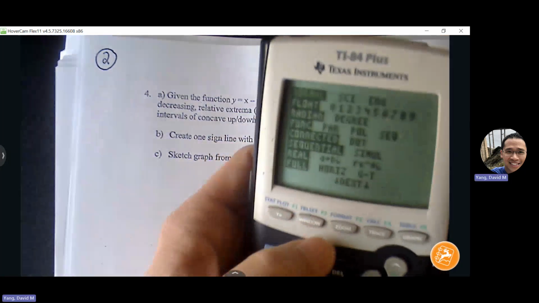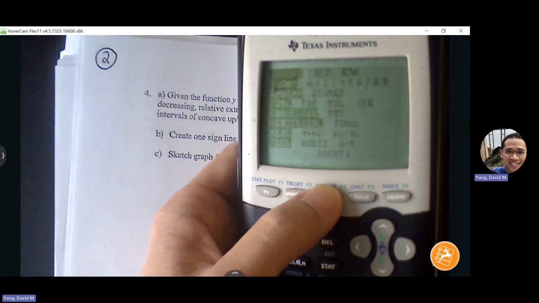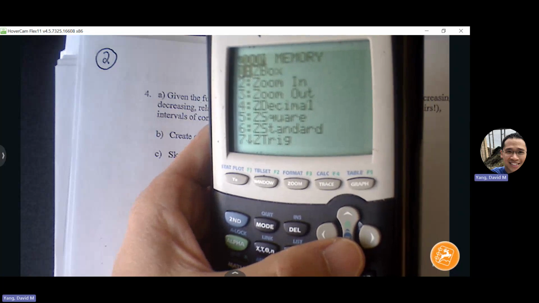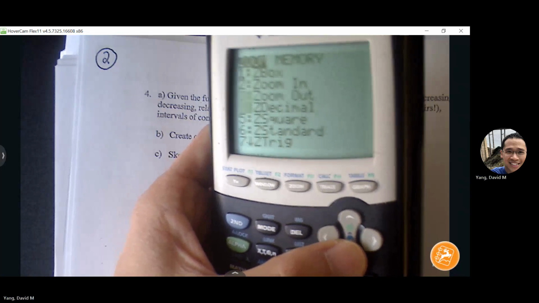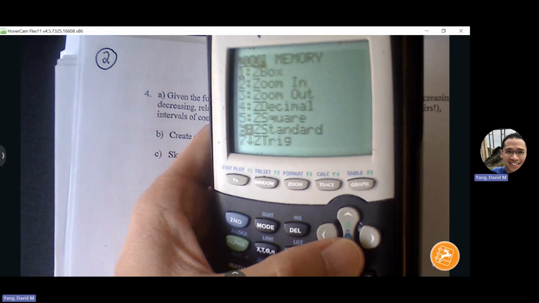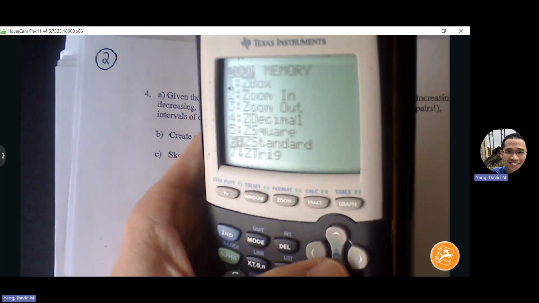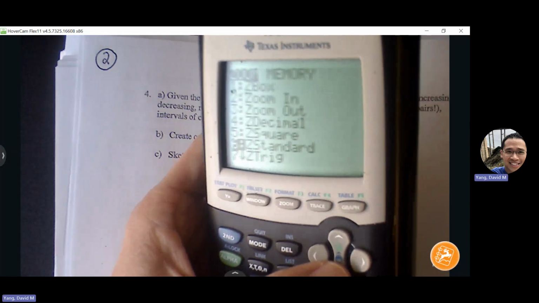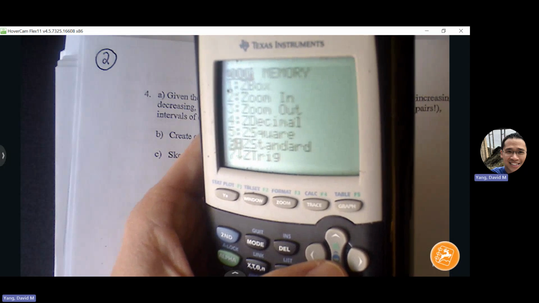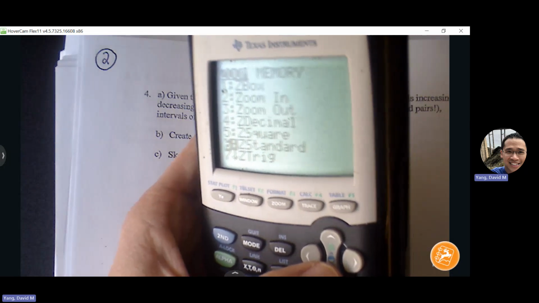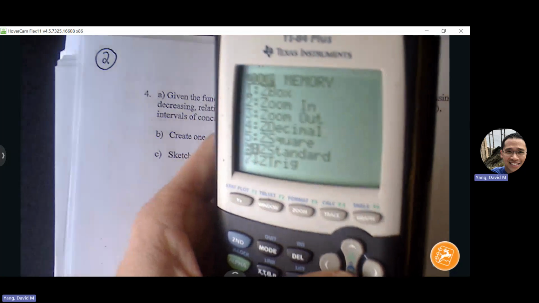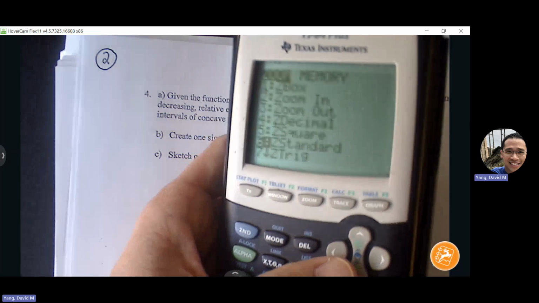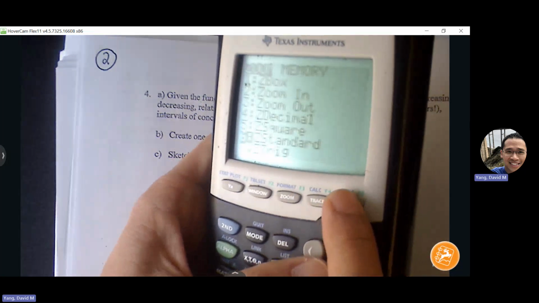Okay, so let's go to Zoom. This will allow you to get a standard view of the graph. If you go to Zoom 6, standard, this will give you a -10 to 10 window so that your X and Y axis will extend from -10 to 10 from left to right, as well as from bottom to top. It's not always going to fit the graph, but this is where I like to begin to see what my graph looks like. So Zoom 6.